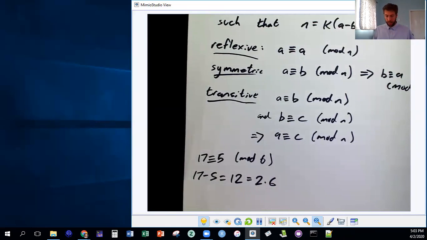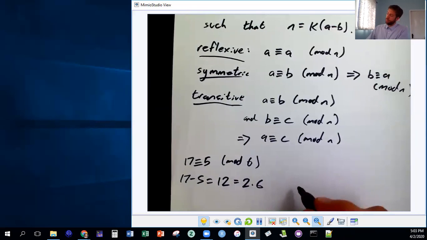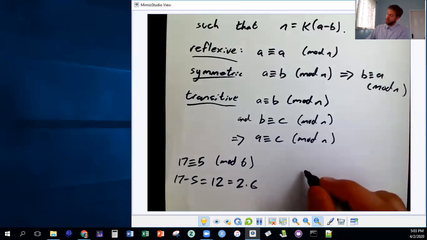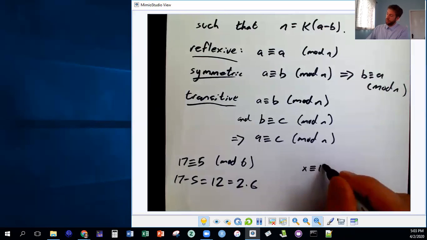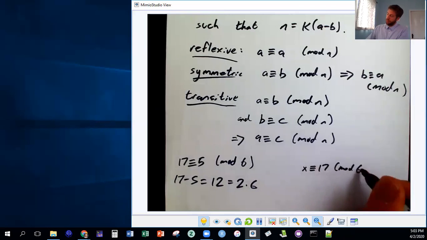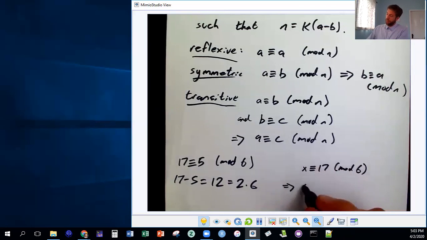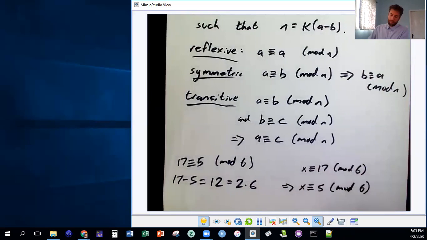Okay, if x is an integer and x is equivalent to 17 mod 6, what conclusion can be made about the integer x using the transitive property of congruence? Then x is also congruent to 5. So x is congruent to 17 mod 6, and the transitive property gives us that x is equivalent to 5 mod 6. Okay, I'm almost done here. Okay, no, we finished that.